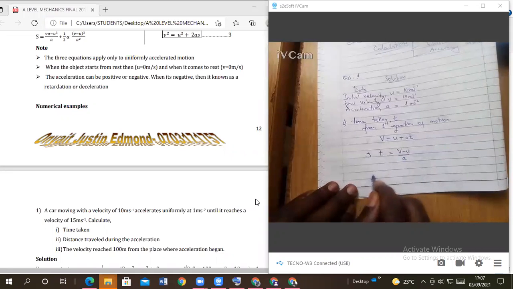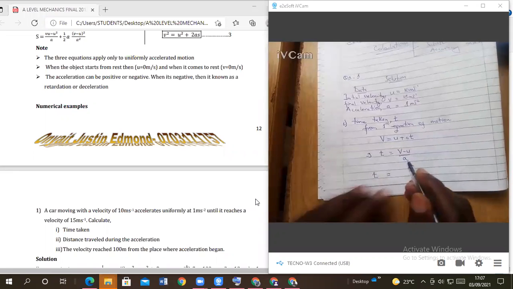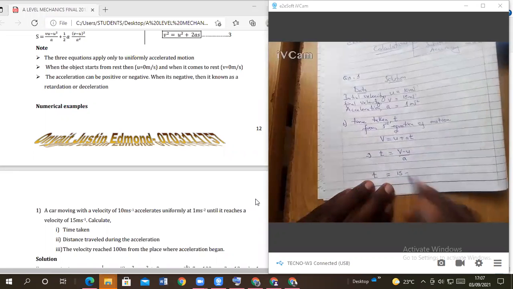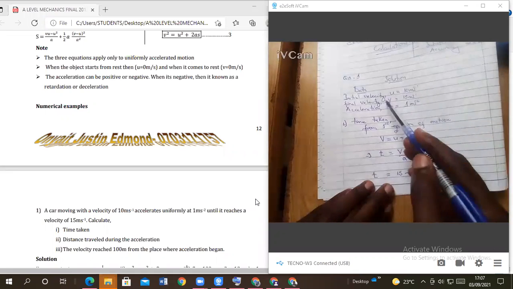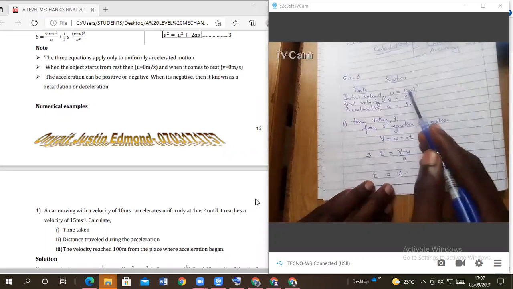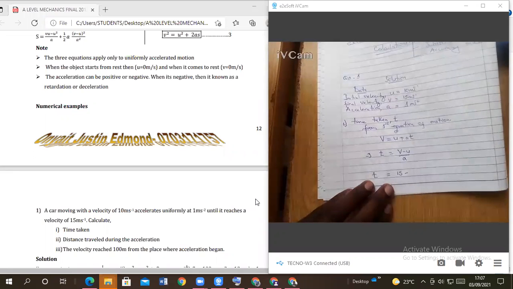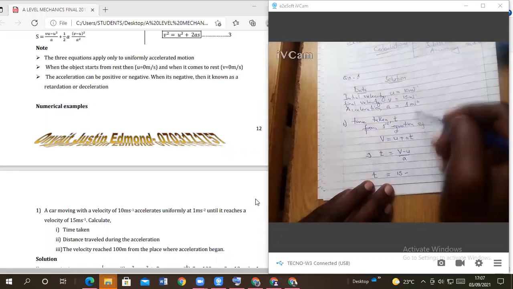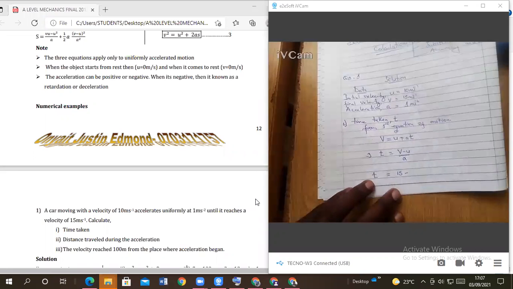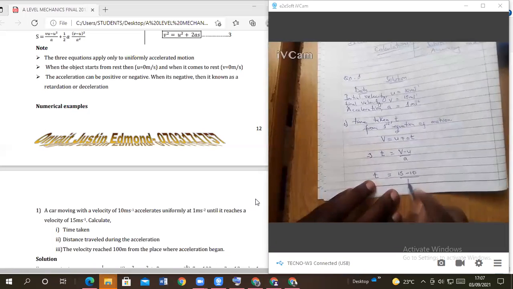Now we go to substitution. So t will be equal to our v, which is now 15, because now you have told the examiner v is 15. u is it? So whatever you are substituting is not new. The examiner knows because you have written everything down. The examiner will be able to follow them clearly. Minus 10. Divide by acceleration, which is what?